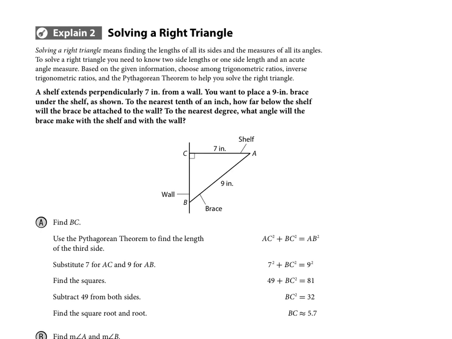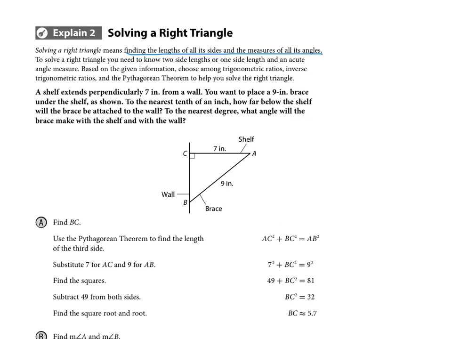Okay, in Explain 2, we are doing what's called solving a right triangle. And anytime you're asked to solve a triangle, whether it's a right triangle or otherwise, we're going to be moving on to new types of triangles in the next video, non-right triangles. But to solve a right triangle, that means finding the lengths of all its sides and the measures of all its angles. So you're going to be given certain things to begin with, but you're going to need to find everything else that you don't yet know. That's what solving a right triangle means.